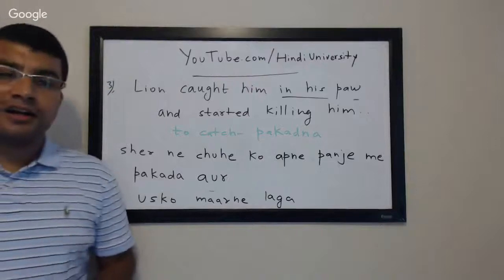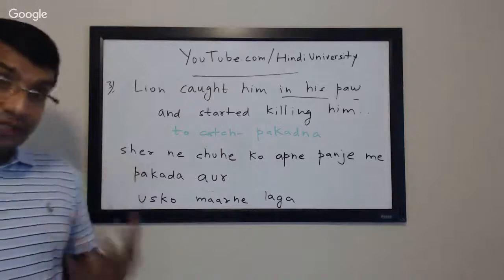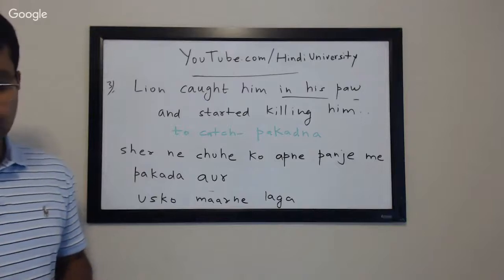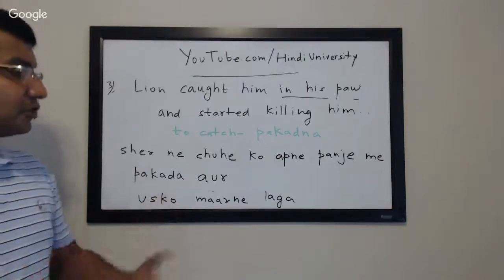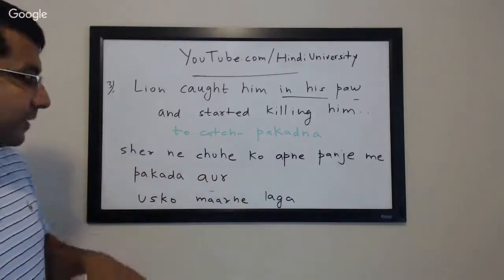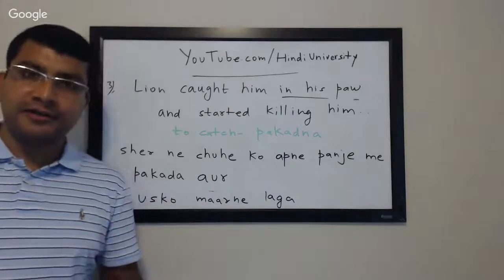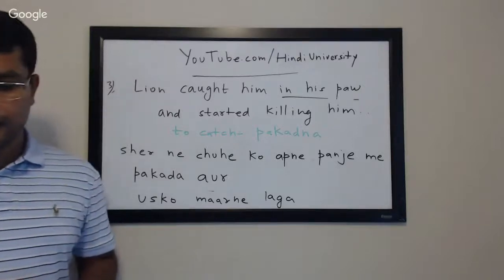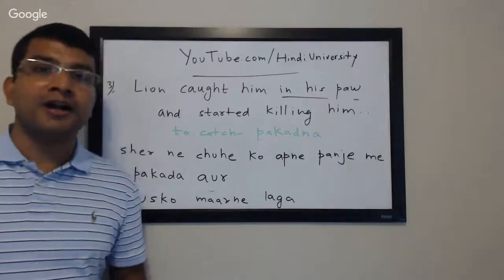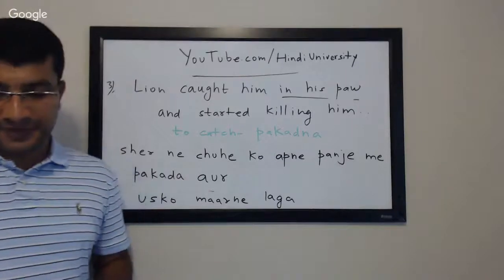शेर को मारने लगा. I didn't understand. Okay, so it's a follow-up question based on the sentence. The sentence is शेर ने चूहे को पंजे में पकड़ा और उसको मारने लगा. I'm asking you, शेर किसको मारने लगा? चूहे को मारने लगा. शेर चूहे को क्यों मारने लगा? क्यों is why.